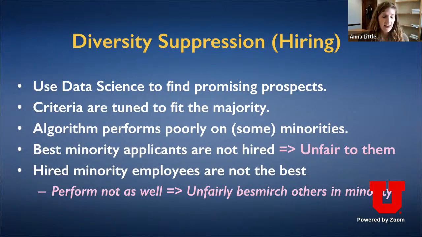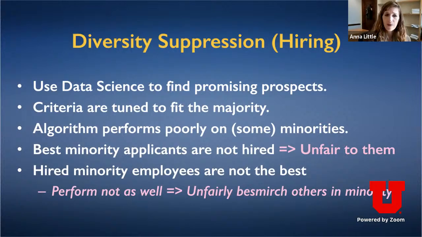So let's say that we're going to use data science to find promising prospects. Who should we hire? And the criteria that we use in our algorithm are tuned to fit the majority because that's what most of our data consists of. So that's very normal, that happens. But the effect of that is that the algorithm doesn't work very well on the minorities. So its predictive power on the minority groups is lower.